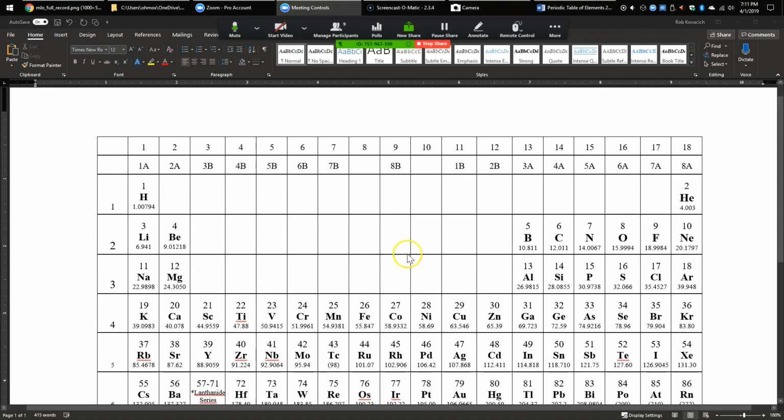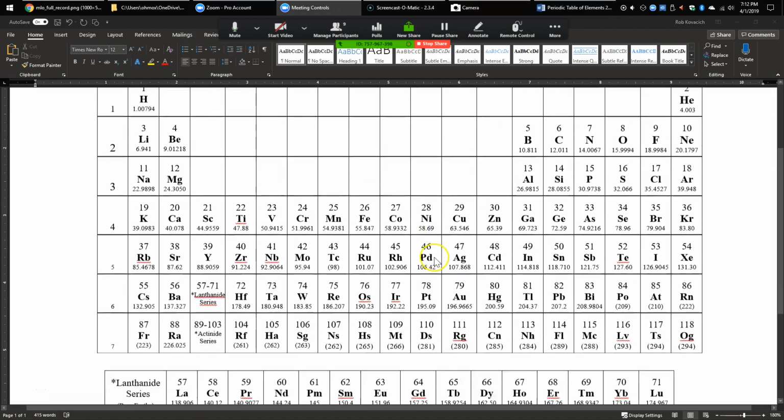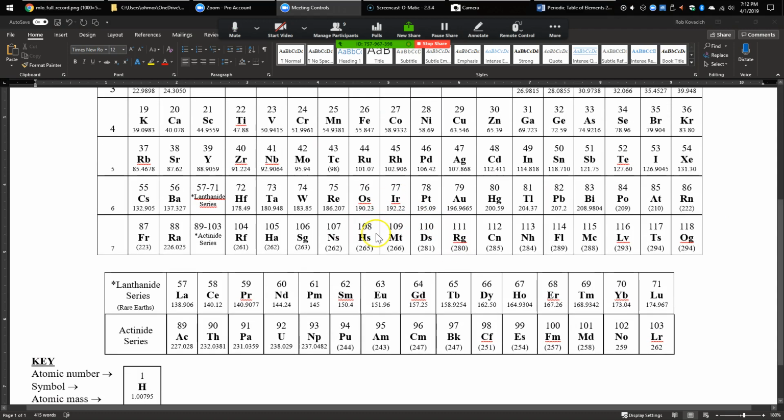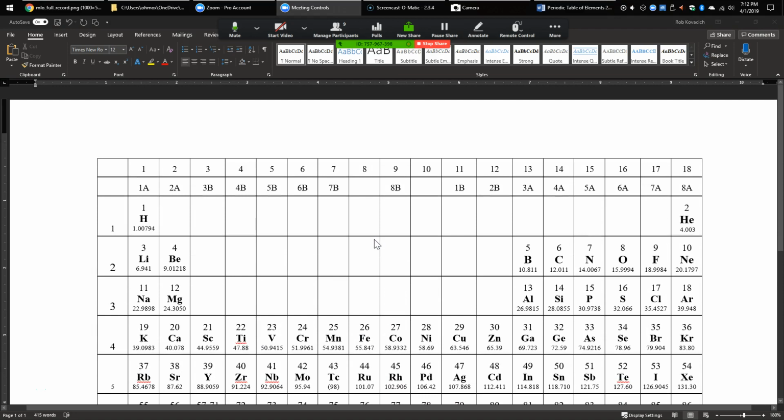Okay, so here's the periodic table of elements. Each of these substances would be considered a pure substance. They are literally just by themselves. If I put them together in a chemical bond, then I'm going to have a molecule, which will also be a pure substance.